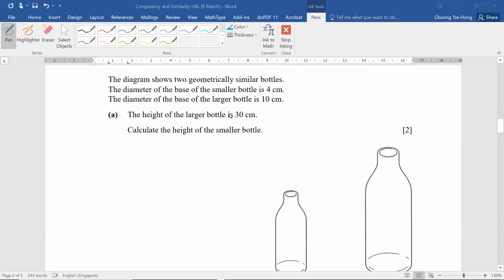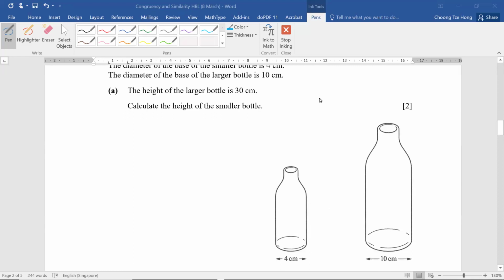So let's take a look at the diagram. I've transferred the diagram to the bottom. Over here, they told us that the height of this larger bottle, if I were to draw the height from here all the way down to here, is 30 cm. They asked us to calculate the height of the smaller bottle. Let's call this HS, and this one will be HL. We are given HL, and we are asked to find HS.